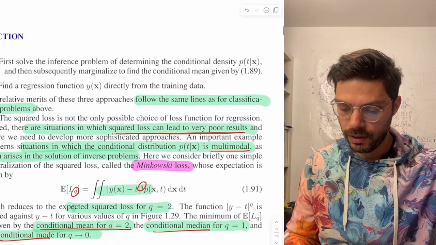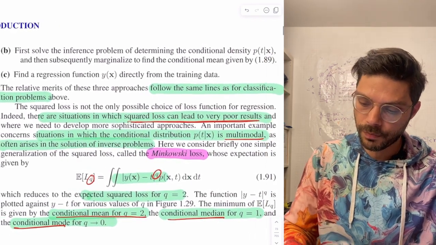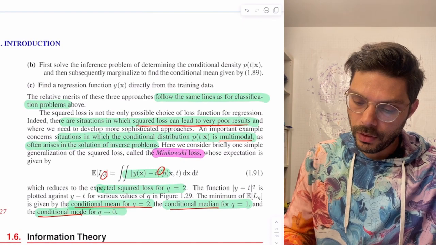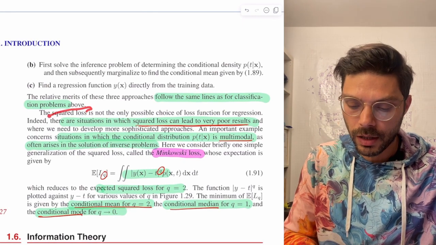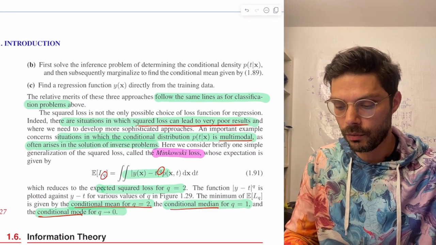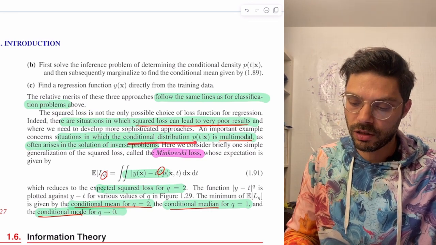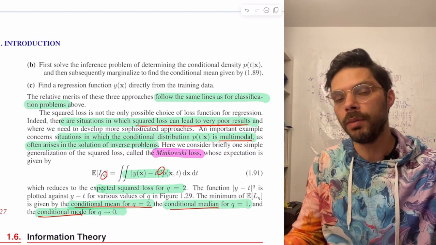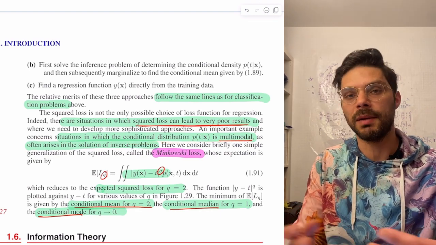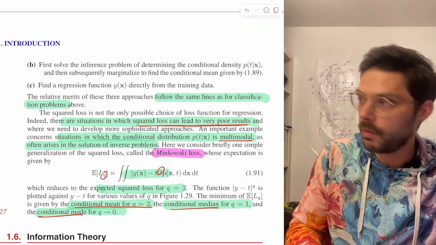The final point here, which I think is really useful to mention, is that the squared loss isn't the only possible choice, obviously, and there are actually situations where it can give you really bad results. One of those is when the conditional distribution is multimodal, so when it has multiple peaks. How do you pick? Sometimes the posterior mean can actually fall in between the peaks. So let's have an example of that.